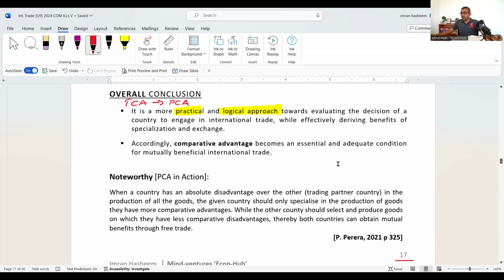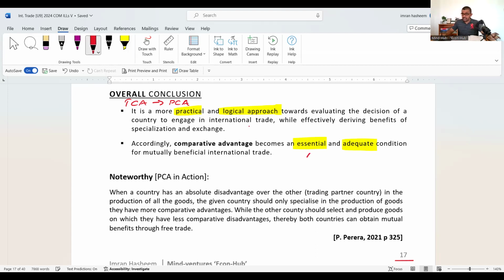The second point says, accordingly, comparative advantage becomes an essential and adequate condition for mutually beneficial international trade, benefiting both countries. When you read this, you have to remind yourself that we said the theory and principle of absolute advantage is neither essential nor adequate for a country to make a decision on engaging in international trade. But comparative advantage is.